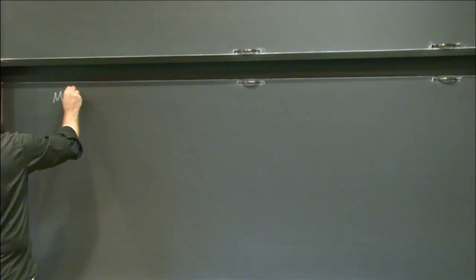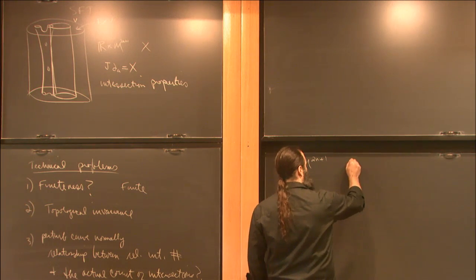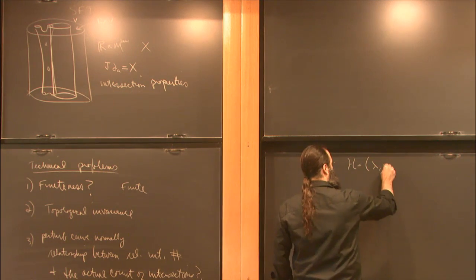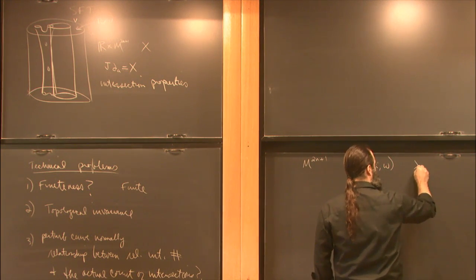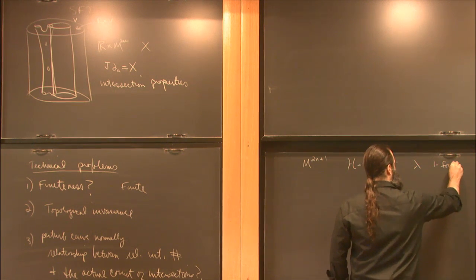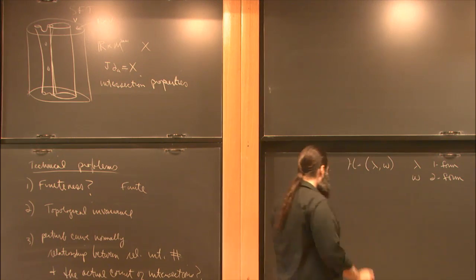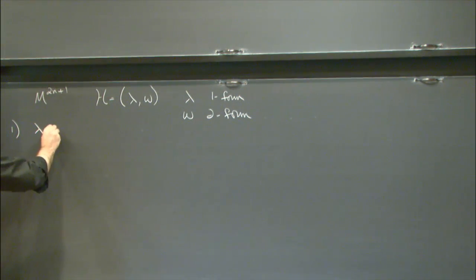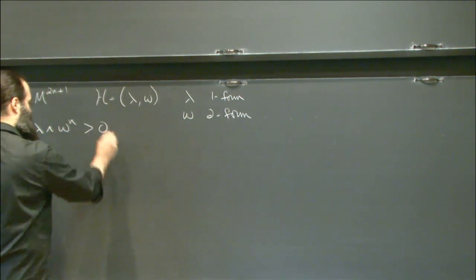So I'll consider an odd dimensional manifold, and it'll be equipped with a pair. I'll denote the pair by H, lambda, omega, where lambda is a 1 form and omega is a 2 form on M, and they'll satisfy three properties. So the first is that lambda wedge omega to the n is a volume form.